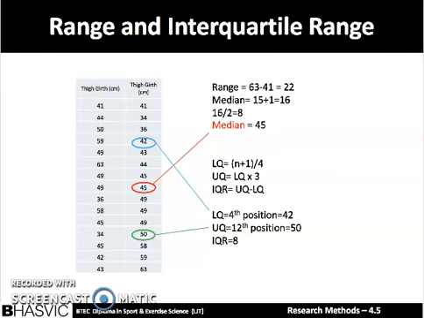So therefore, it's very affected by outliers. So you really need to account for those outliers and the possibility of outliers affecting that range.